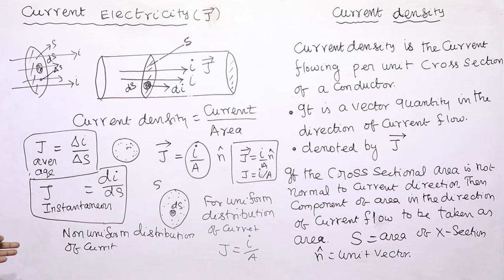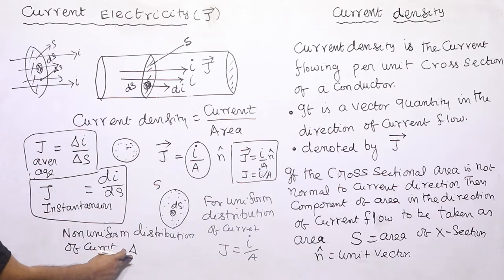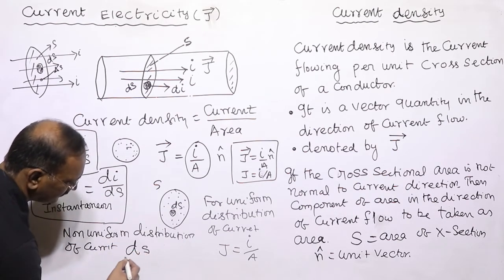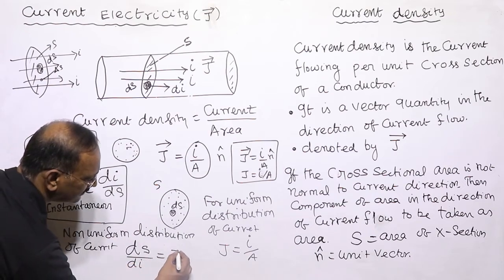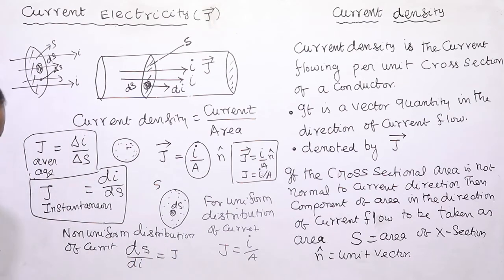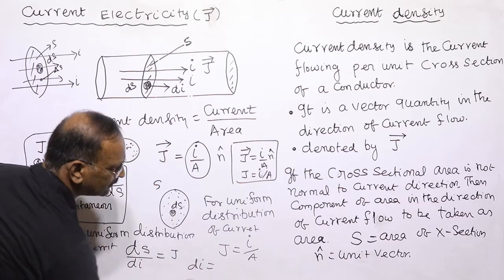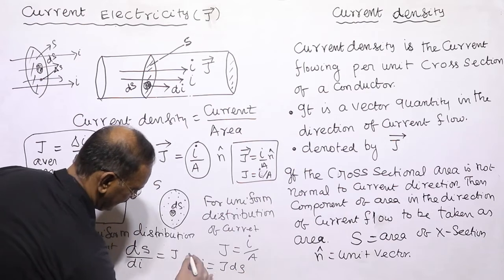Non-uniform distribution of current, how will we write? We will write I, that is delta S or ds, this is for average, and we will write for instantaneous. A small amount of current divided by a small amount of area is equal to J vector, or we can write current: di is equal to J into ds. We can write like this.